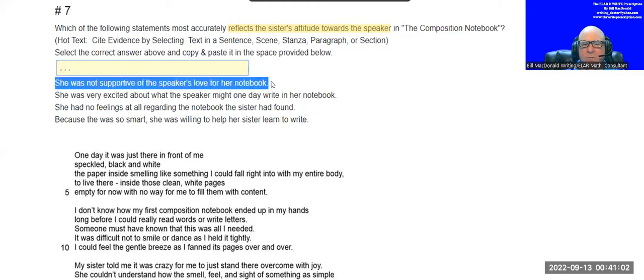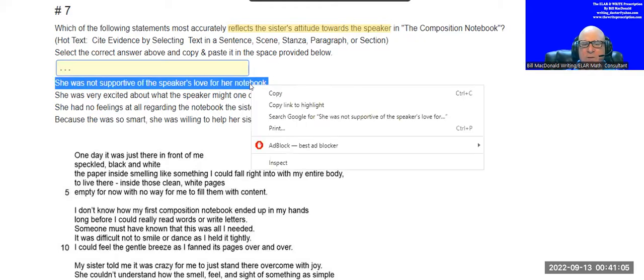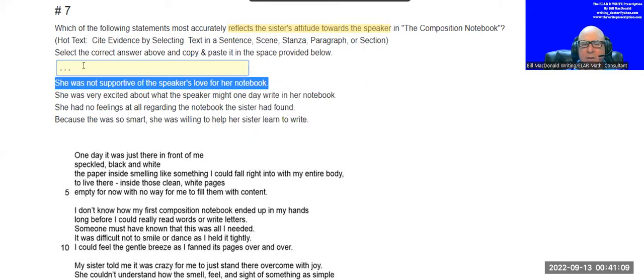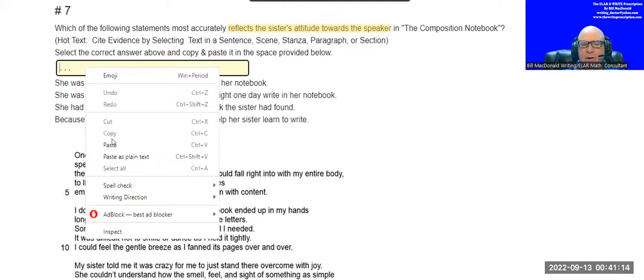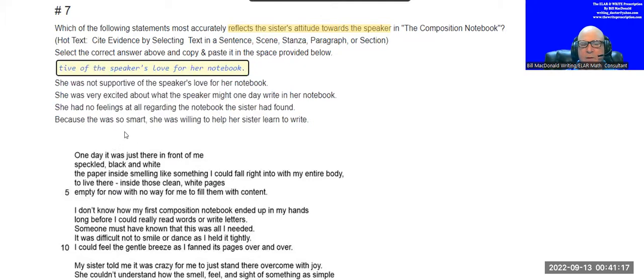And what you can do, you can copy over it, right click, copy, then left click inside the box, right click, paste. And the easy thing about the hot text when you see it on the test format, you can just click it and it's already highlighted for you. This has your students do that extra step of selecting one or two or more. Let's see the other ones.